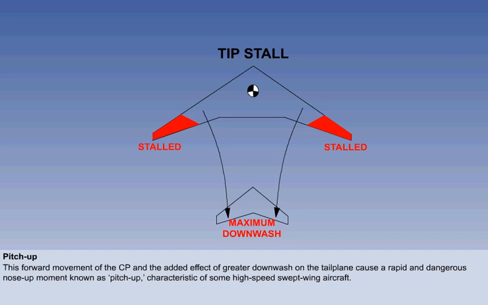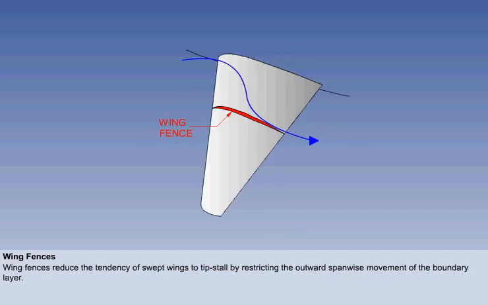This is obviously undesirable and unacceptable behaviour at the stall, and can result in a complete loss of control in pitch from which it may be very difficult, if not impossible, to recover. This phenomenon is known as pitch up, and is a very dangerous characteristic of some high-speed swept-wing aircraft. The tendency of a swept back wing to tip stall is due to the induced spanwise flow of the boundary layer from root to tip, and there are several design features that can be incorporated to redress this effect, to give more acceptable stall properties.